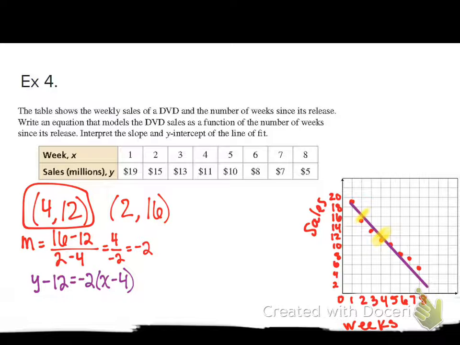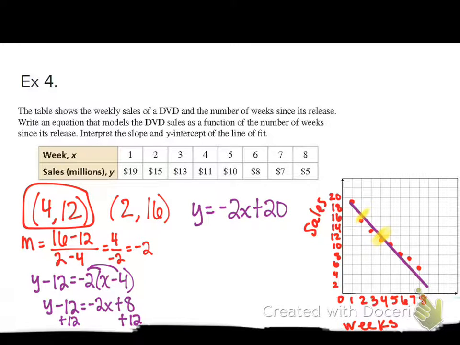That was step 2 from those 4 steps that we've been reviewing over and over and over again. The third step is to distribute the negative 2. So we have y minus 12 equals what? Plus 8, good. Negative 2x plus 8. Last step is to get y alone. So we would add 12 on both sides. So we end up with y equals, good, negative 2x plus 20. Questions about how we came up with that equation?